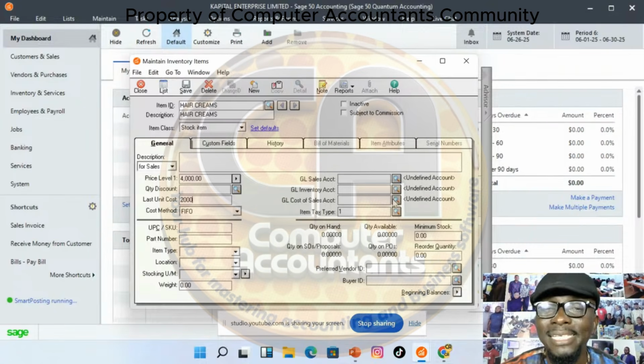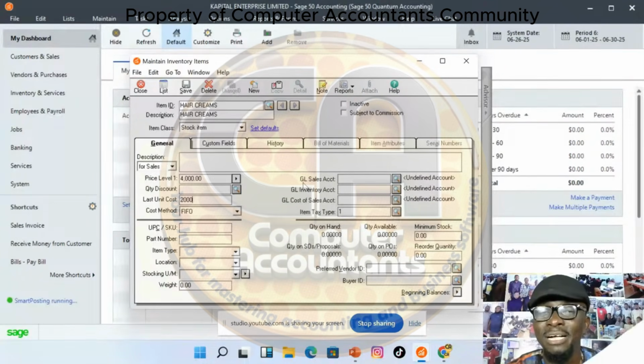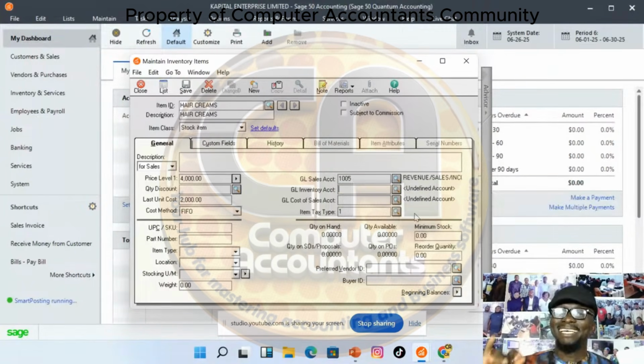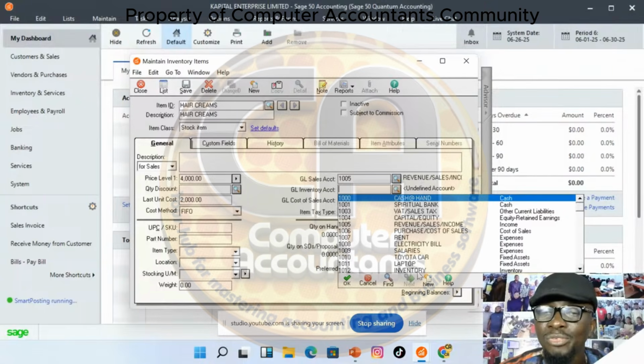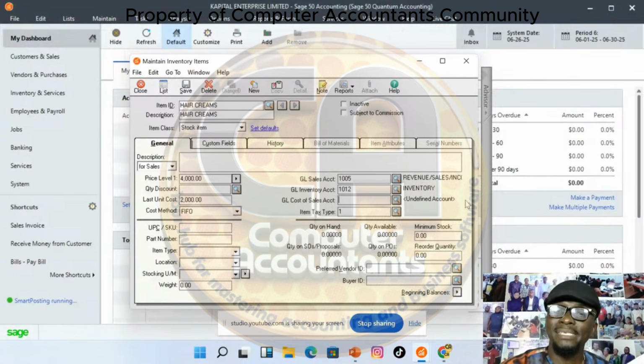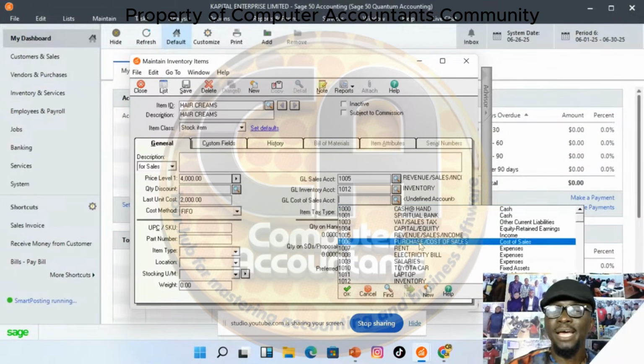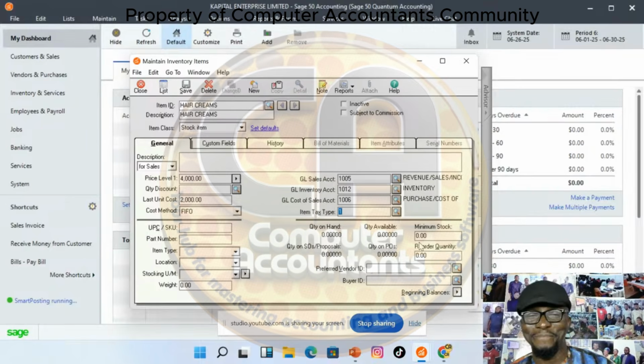Now watch this. This area is what determines your gross profit. The ledgers you bring in here are what determine the trading account or gross profit. The first is GL, which means General Ledger Sales Account. So it's calling on you to link the revenue account. You can see the name there. The second one is the inventory account. You can see the names appearing by this side, followed by the cost of sales. Please note this very well.